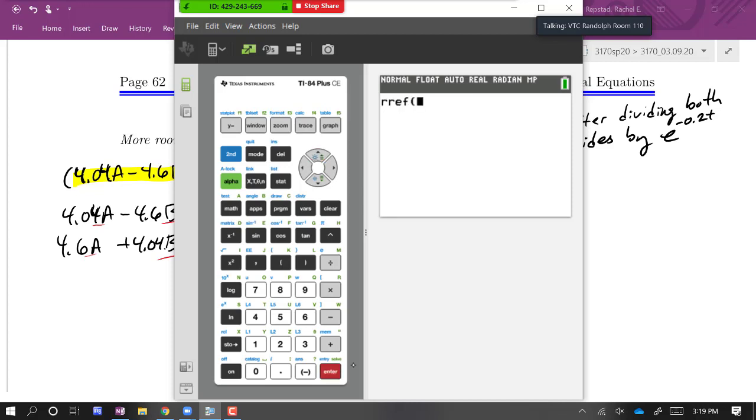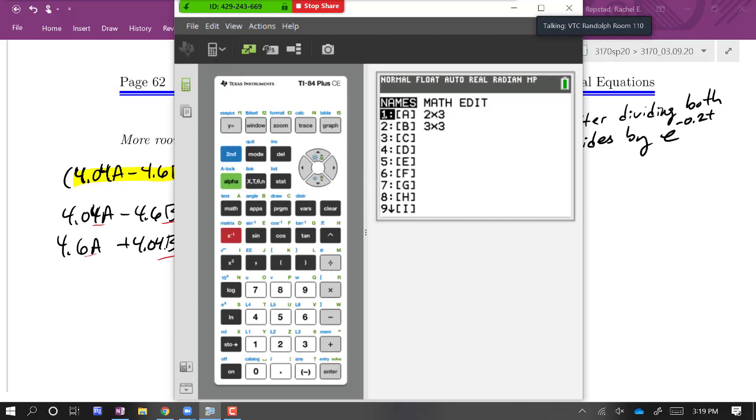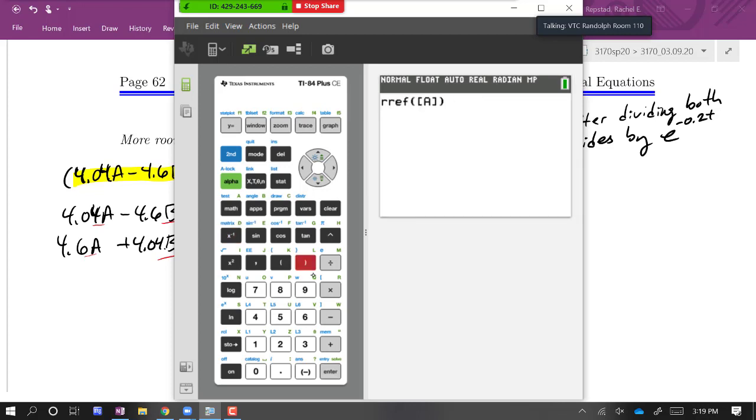I've got that here on the home screen, and now it's waiting for me to tell it what matrix to plug in. So I've got to go once more into the matrix menu. Second matrix, this time just under names. I put my matrix in matrix A, so I'm going to hit enter, closing my parentheses.